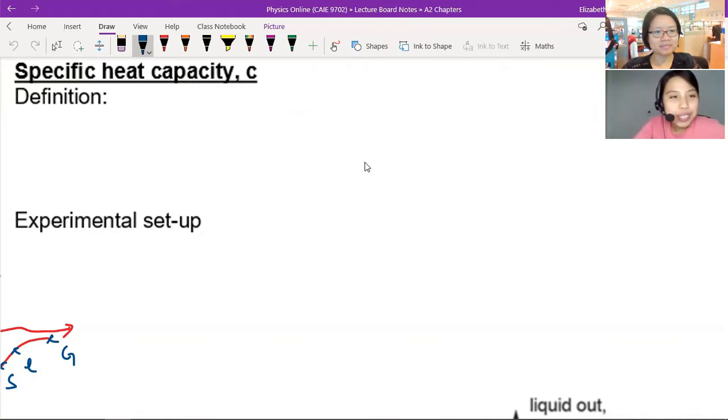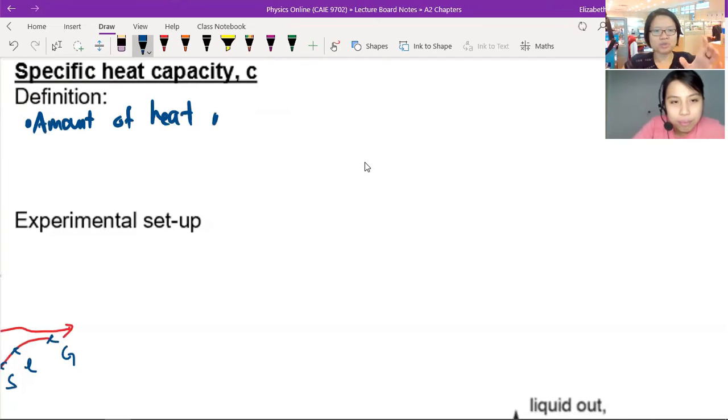Okay, so here's the video about specific heat capacity, the first part in the entire phase change. Okay, Miss, what is specific heat capacity? Let us break down the term specific heat capacity first. So we know capacity is to take in energy.